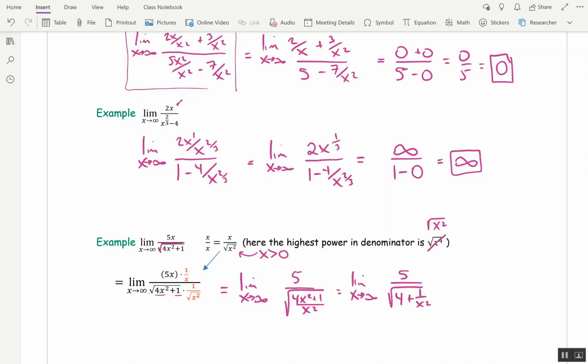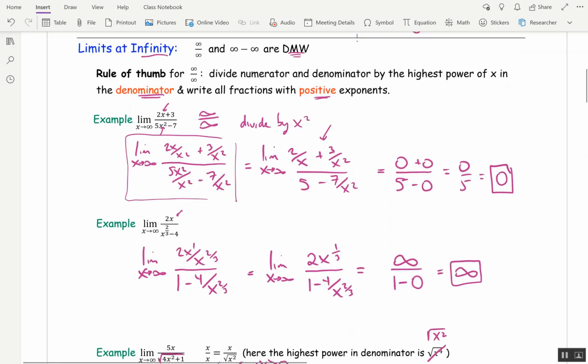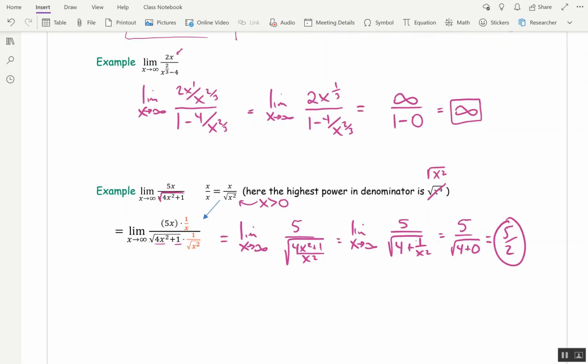Okay, now we're done. We can take the limit. On the top we get 5, and on the bottom we get the square root of 4 plus 1 over infinity, which is 0. Square root of 4 is 2, so we get 5 halves. That's all we had to do, was find the limit.